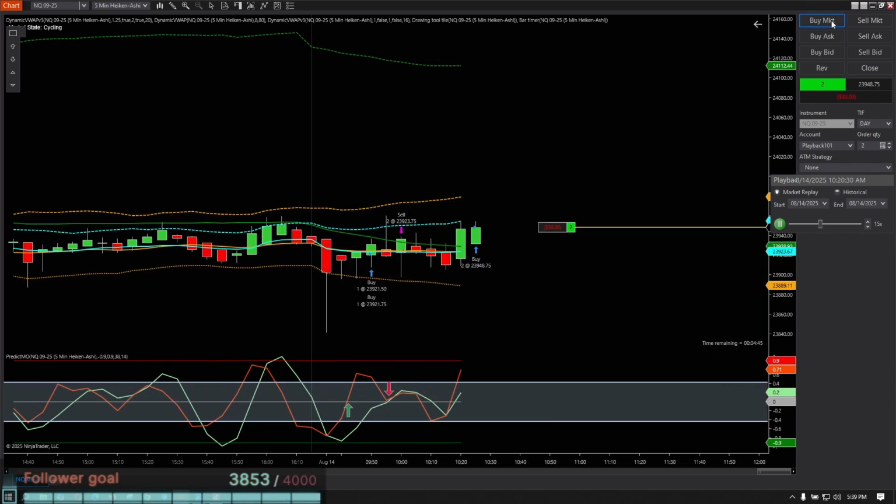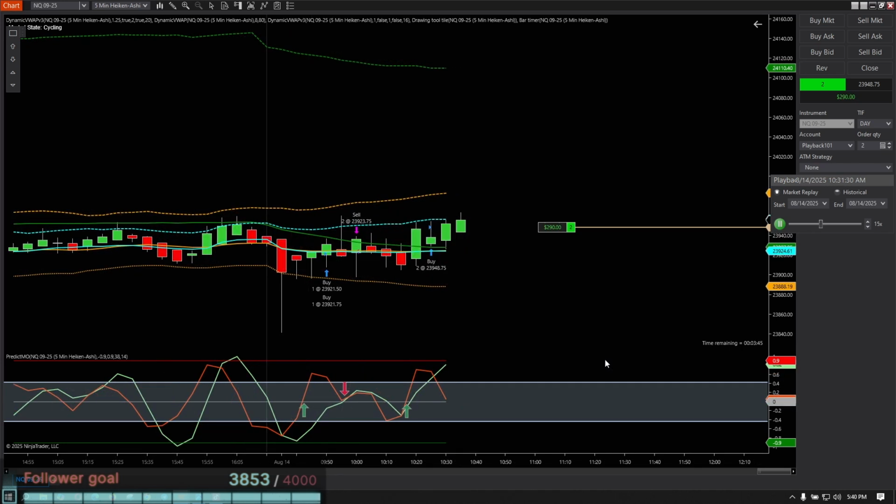Order filled. Yeah, that might be a good trade right there. You got both the price line and the predictor going above zero. And if you're trading off a 5-minute chart like I was today, you really do need to have patience. You really need to have patience and just let the trades run and let them play out.